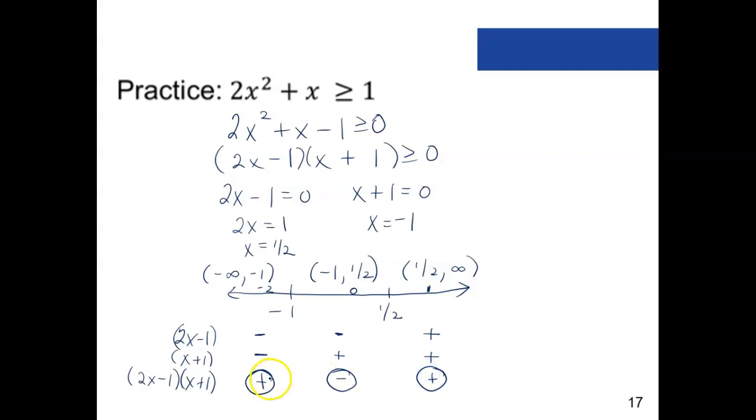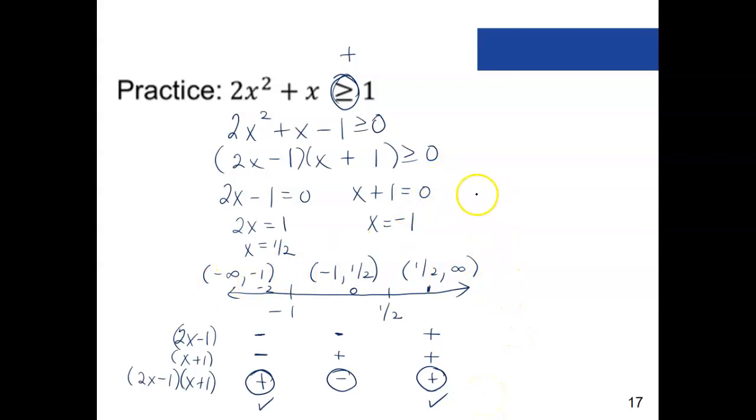So it just so happens that this one has the same positive, negative, positive that the last example did. Doesn't happen all the time. Okay, this one we're looking for greater than or equal to. So greater than or equal to tells me I'm looking for the positive regions. So this would have been one positive region and this would have been another positive region.